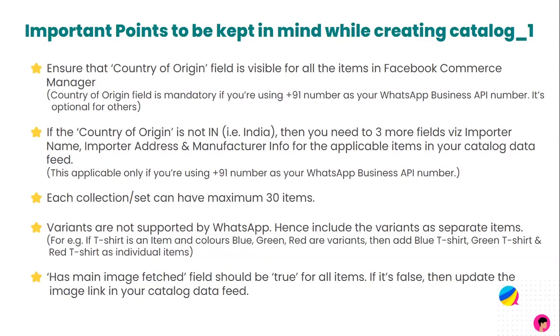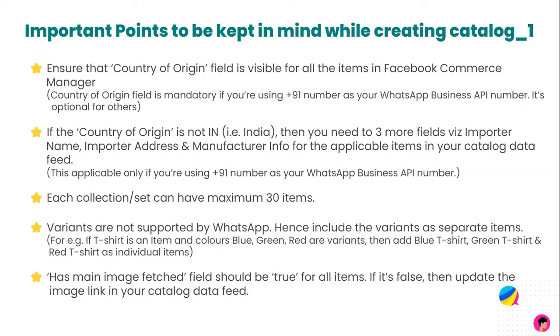So ensure that country of origin field is visible for all the items in Facebook Commerce Manager, right? So country of origin field is mandatory if you're using Indian country code number as your WhatsApp Business API number, right? It's optional for others, but suppose if you are a business based out of India and you're using an Indian number as your WhatsApp Business API number, then country of origin field is mandatory.